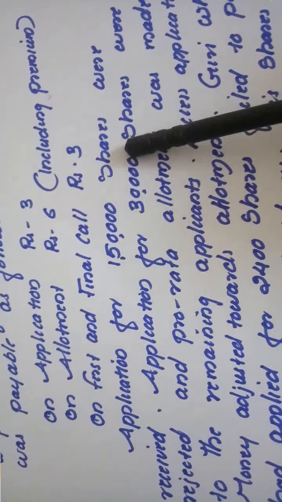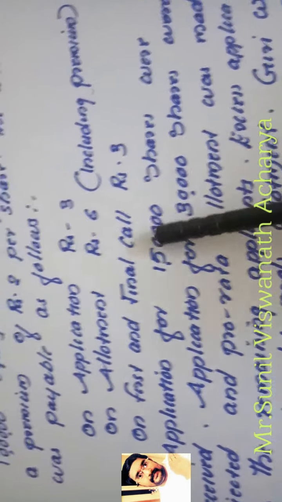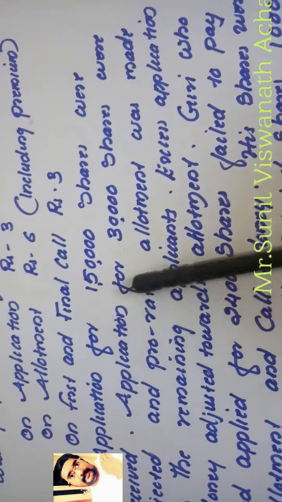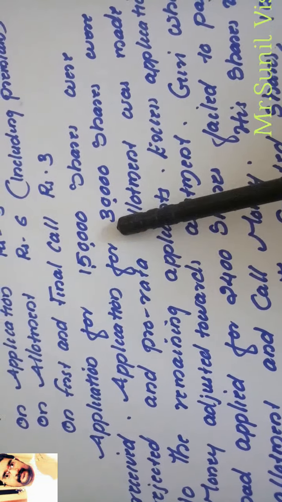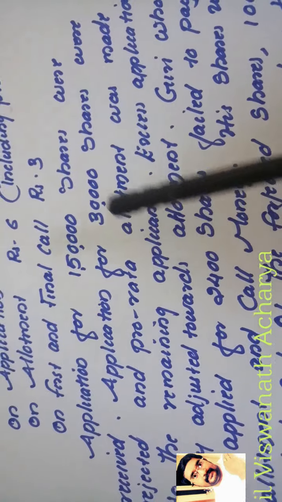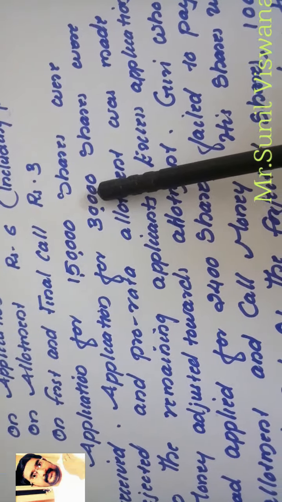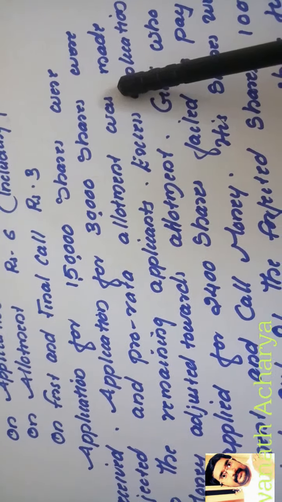Applications for 1,50,000 shares were received. So the company received applications for 1,50,000 shares, but the company issued only 1 lakh shares. So this is oversubscription. So what did the company do? Applications for 30,000 shares were rejected, and that money the company refunded. And pro rata allotment was made to the remaining applicants. So 30,000 rejected, what is the remaining? 1,50,000 minus 30,000 is 1,20,000.